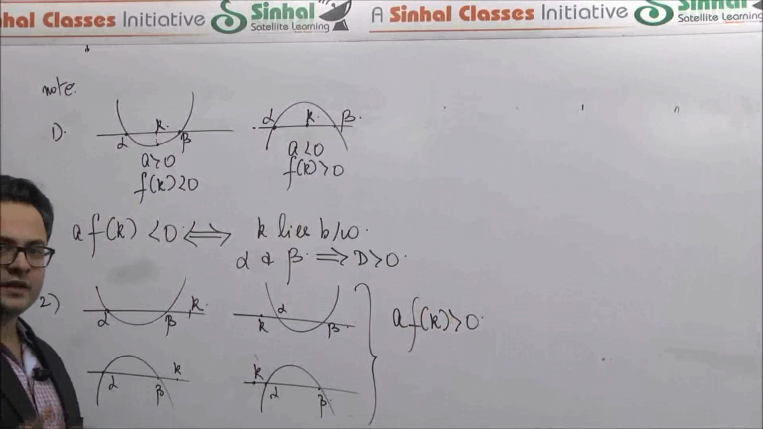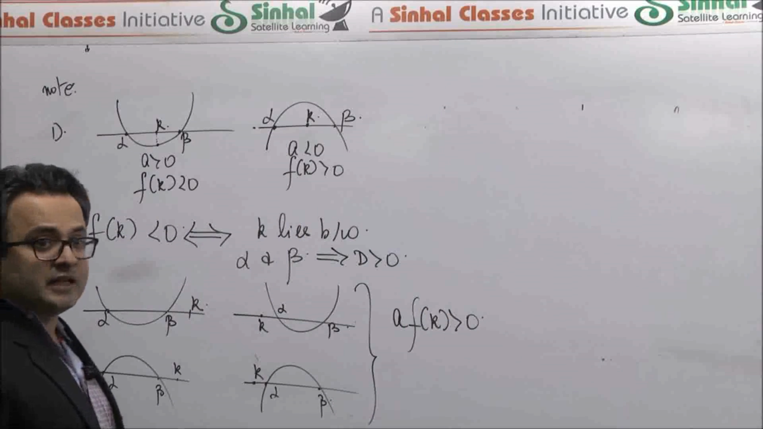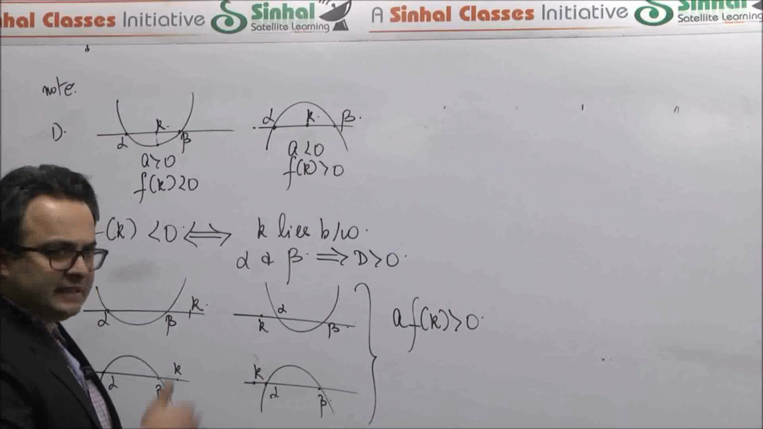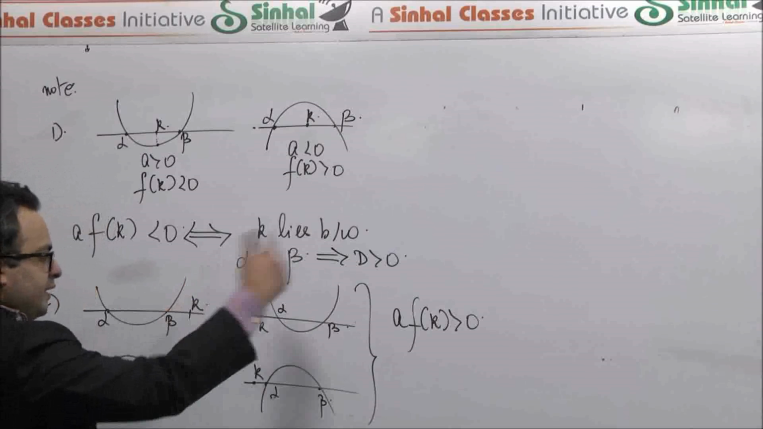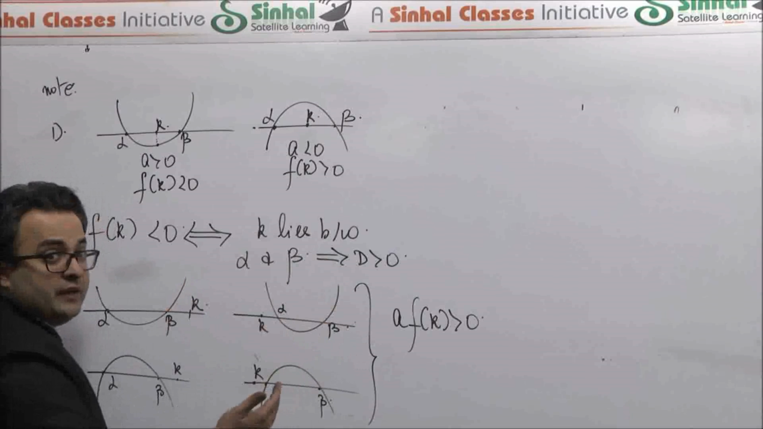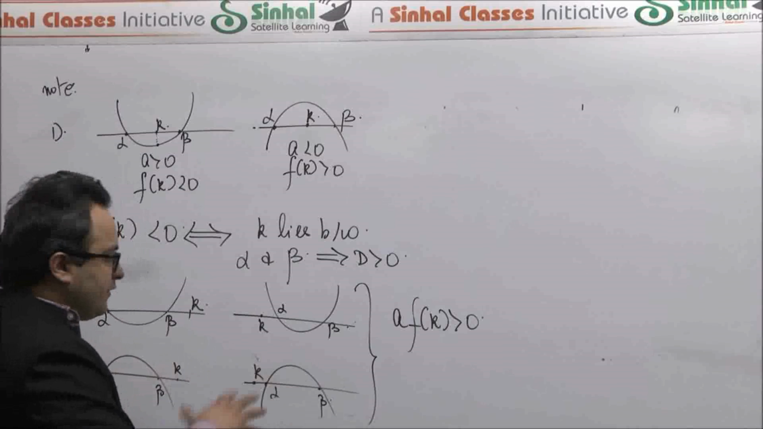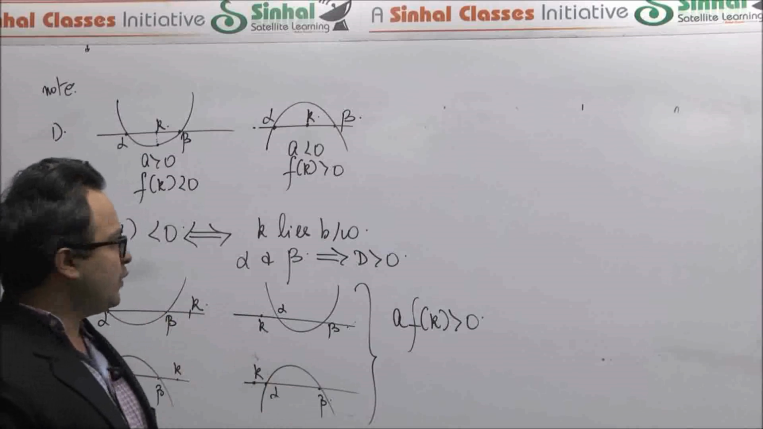So whenever we require that a value k does not lie between alpha and beta, so if you want that k either lies beyond beta, or we want to impose the condition that k lies before alpha, then irrespective of whether it's a parabola opening up or down, we'll impose this condition.